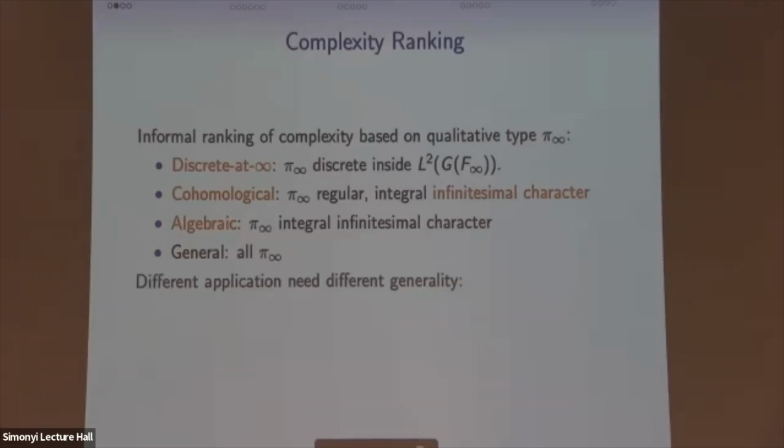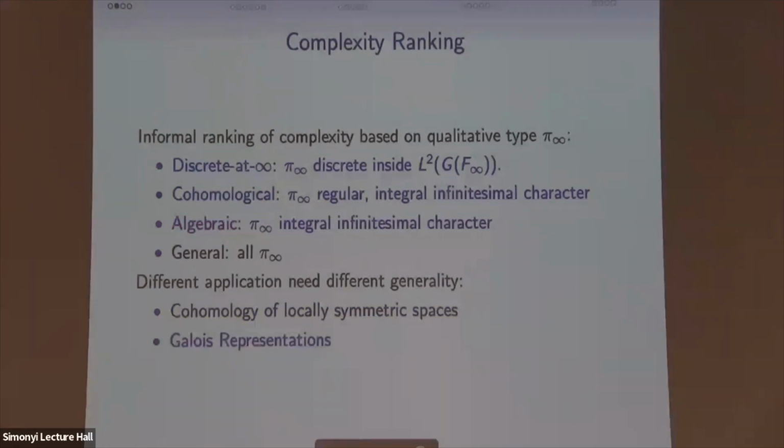So different applications, you need to care about things of different complexity. Sometimes you're lucky and you don't need to deal with the nastiest ones, and sometimes you're unlucky. For example, just by the names, if you care about cohomology of locally symmetric spaces, the topological cohomologies, then you only care about the first two: the discrete at infinity and cohomological ones. If you care about Galois representations, then you also need to worry about algebraic automorphic representations. And in general, you might need to care about all of them. I don't know, sometimes the applications to physics or other things like that. And then you're very sad.